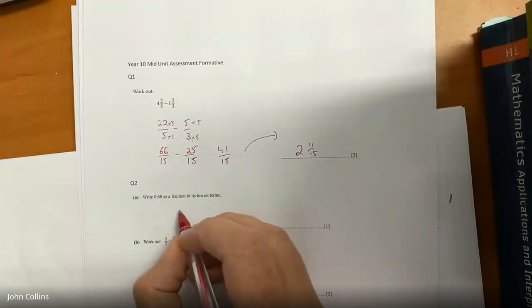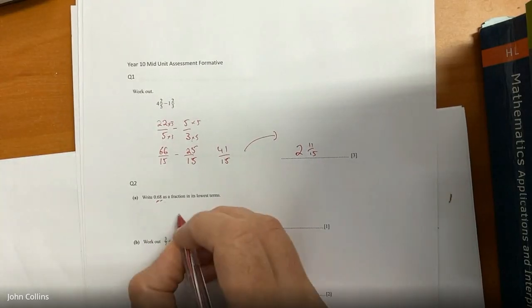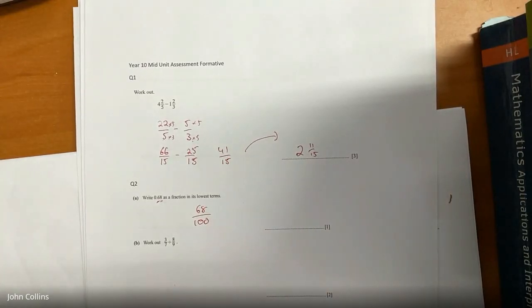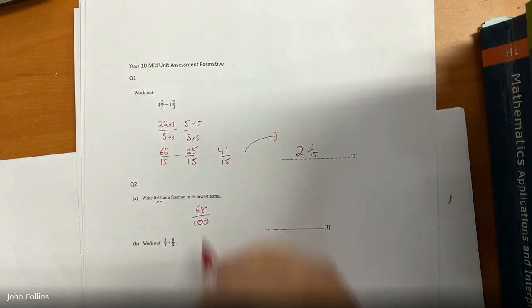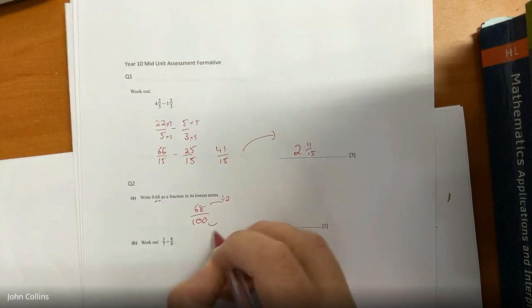Right, this is a fraction in its lowest terms, so there's 2 decimal places after the decimal point. So it's 68 over 100. So if there's 2 decimal places, 100, 1 decimal place, 10, 3 decimal places, 1000. I'm going to simplify that by dividing the top and the bottom by the same number.